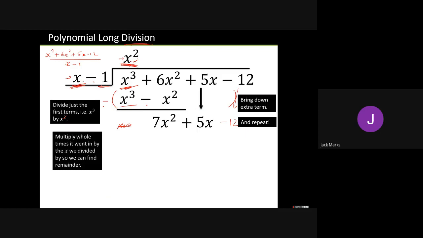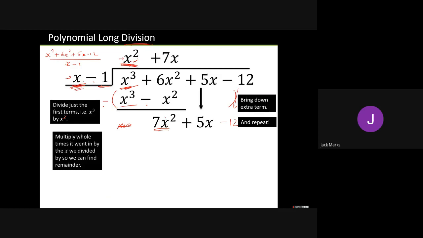Okay, what do we do then when we're at this part? Well, this is an algorithm and we just repeat the algorithm. So what did we do? We said we look at the parts with the highest powers, that's this and this, and we ask ourselves, how many times does x fit into 7x squared? It fits in 7x times.